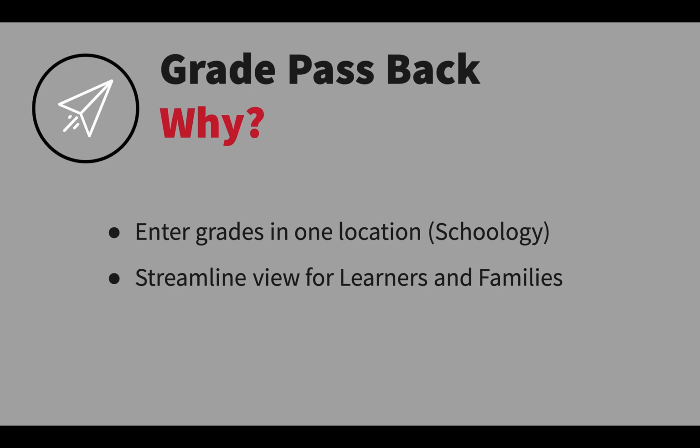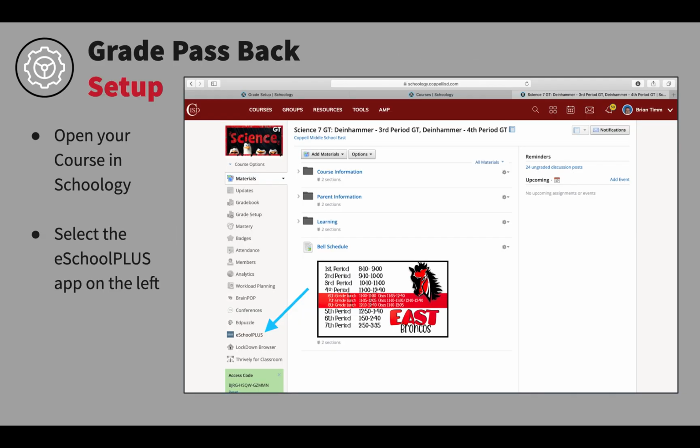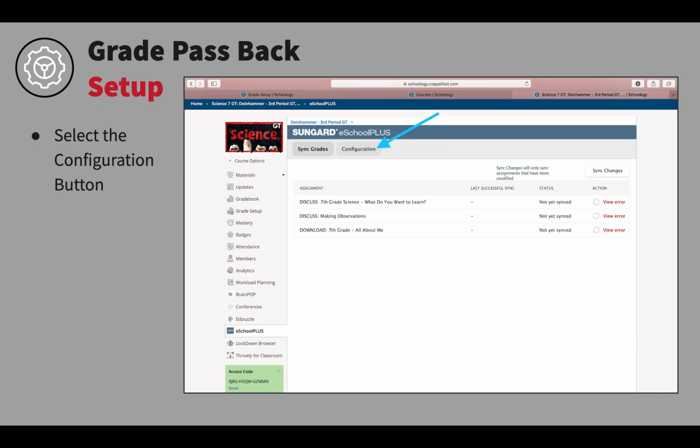Okay, so here's how we set this up. You're going to first want to open up your course inside of Schoology. On the left-hand side, you're going to notice there is an eSchoolPLUS app inside of your course menu. You're going to want to click on that. When you click on that, it'll take you to a page that looks like this. You're going to want to click on the configuration button that is at the top.